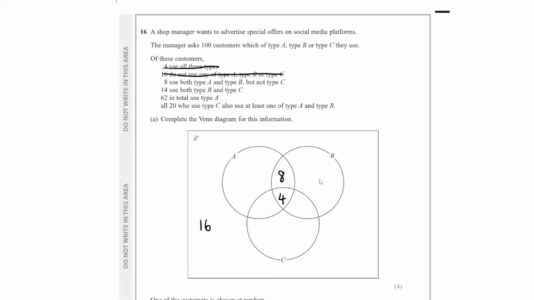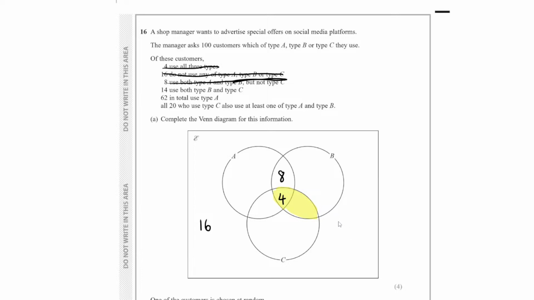That one is 8. However, you'll see what I mean when we look at this next line. So get rid of that. Do you see how this one then says 14 use both type B and type C? Sometimes you just think, oh yeah, that's 14. But they haven't specified that it's not including A, have they? They haven't specified that. So you have to be really careful. Have they specified this one, and not the third one? So when it says 14 use type B and type C, that could still include A. So that is actually all of this. That's all of this is 14.